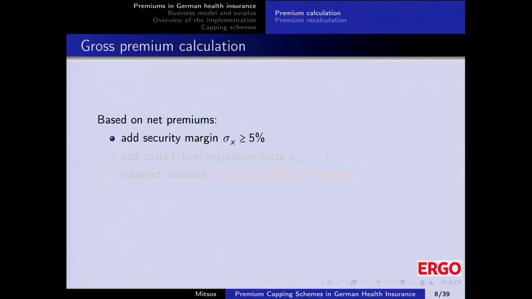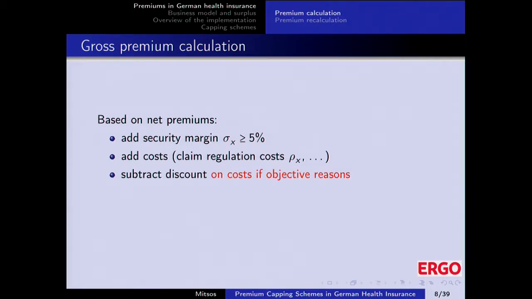We have also a gross premium calculation. It is mandatory to add a security margin on your premiums. At least 5%. It is so. Then you can add your costs, for example, claim regulation costs, and you can subtract the discount on the costs, not on the net premium, if you have objective reasons.